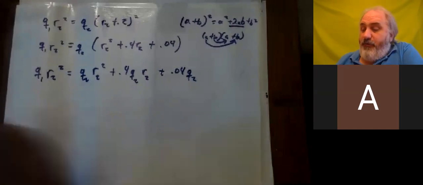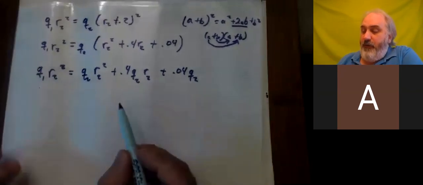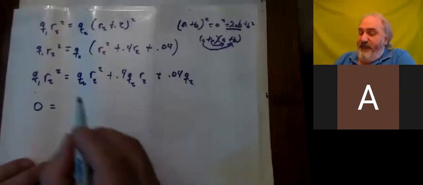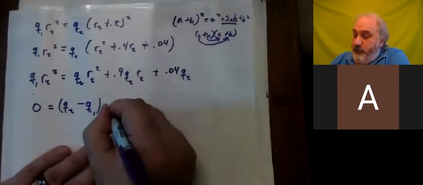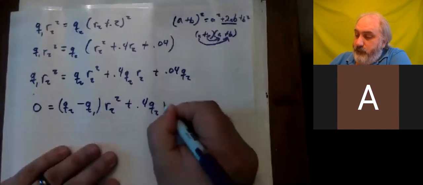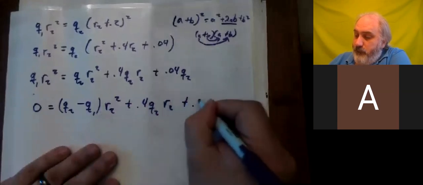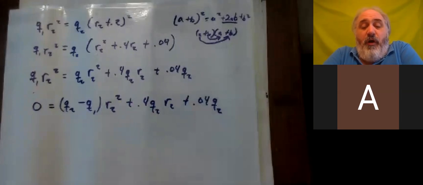I've got R2 here and R2 squared here and R2 squared here. Let's get all the R2s together. Let's just subtract this from both sides. So I've got 0 equals, and I'm going to have Q2 minus Q1. Whoa, that seems all complicated and everything. Except, wait a second.